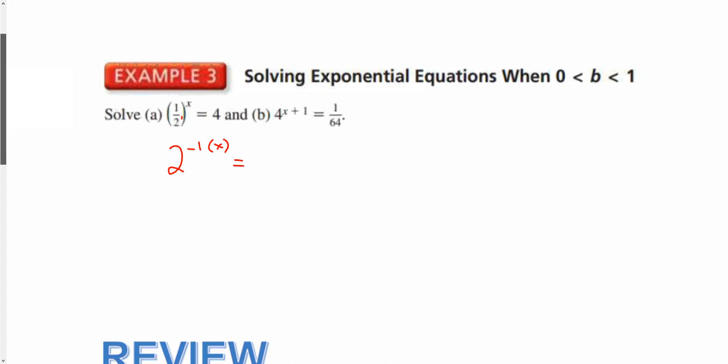So then the 4 is 2 squared. Now we have the matching bases, so we can cross them out. And then you'll have -1x equals 2. So then you just divide by -1. So x equals -2. And if you want to check, if you type 1/2 in the calculator and raise it to the -2nd power, the answer is 4.